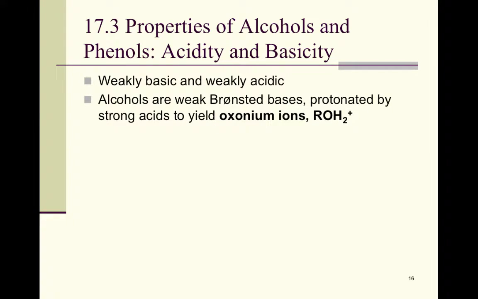Now we're going to look at the acidity and basicity of alcohols and phenols. As we noted earlier, they are weakly basic and they're also weakly acidic. Alcohols are weak Bronsted bases protonated by strong acids to yield oxonium ions. So here we have another functional group you need to learn, oxonium ion. This is when we have our carbon groups, oxygen, and 2 hydrogens attached to that, and so our oxygen is going to be positively charged.